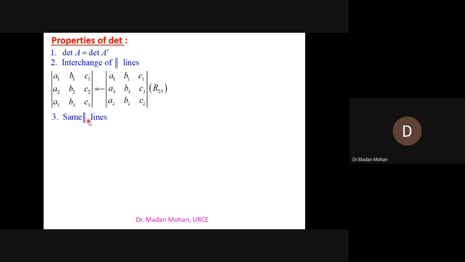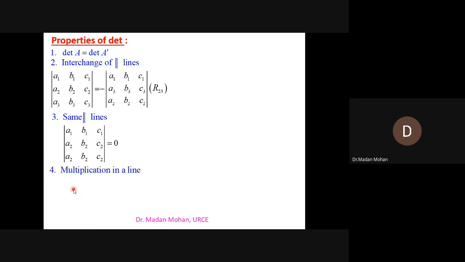Same parallel lines. For example, these two are the same: A2, B2, C2 and A2, B2, C2. The determinant is 0. The reason is very simple. A1 into B2C2 minus B2C2, which is 0. B1 into A2C2 minus A2C2. Similarly, C1 into A2B2 minus A2B2. When any two parallel lines are the same, the determinant is always 0. The next one.